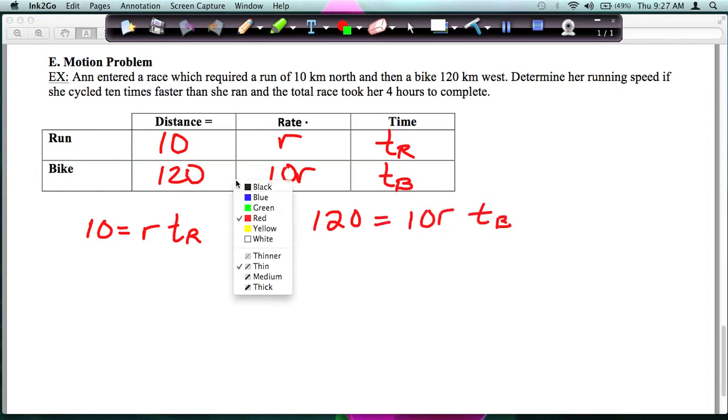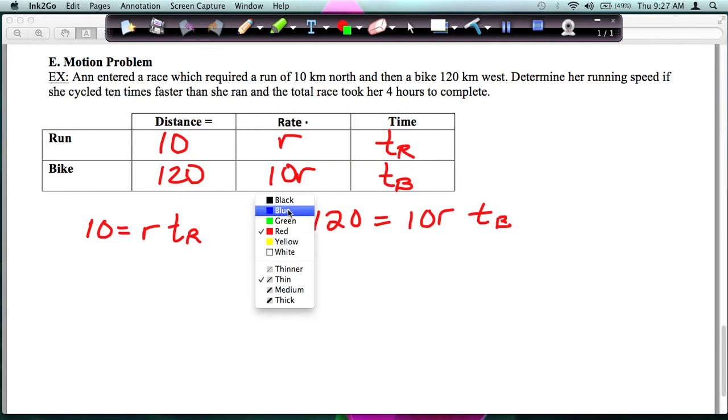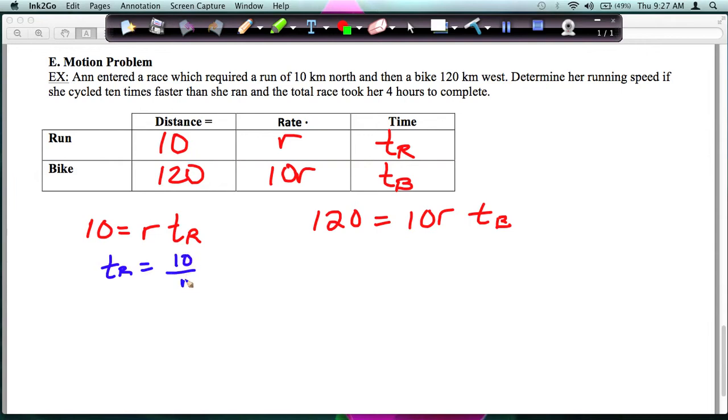And then just like we did before, I'm going to solve for the times. So in this case, divide by r, and you get her time running was 10 divided by r. And over here, her time biking is 120 divided by 10r. I'm going to simplify that. These are both divisible by 10, so I get 12 over r. Just make this a little bit easier.